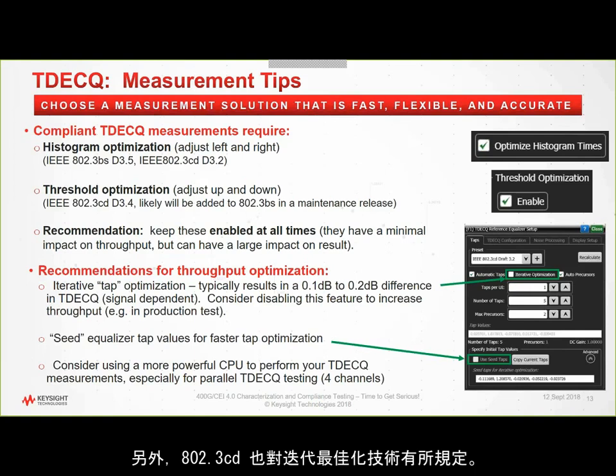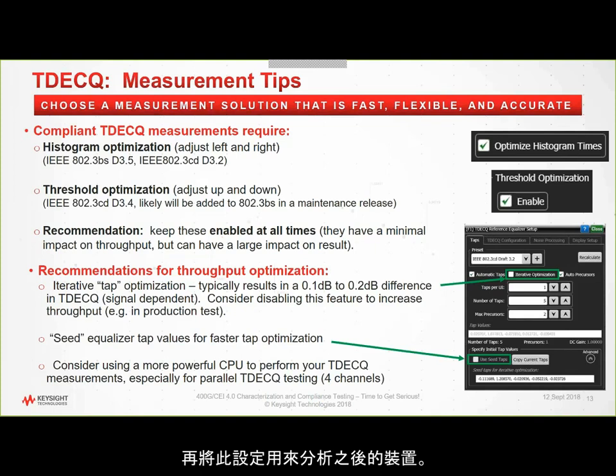On the other hand, 802.3cd also specifies an iterative optimization technique, and again, you can turn this on or off. What we found is that it typically results in only a couple of dB difference in TDECQ. So if you have the margin, we recommend turning this off because it can increase your test time by 2 or 3x. Something else you can do is apply seed equalization, or seed taps, for the TDECQ equalization process. You run through the entire process once, get valid tap settings, and use those to characterize future devices.